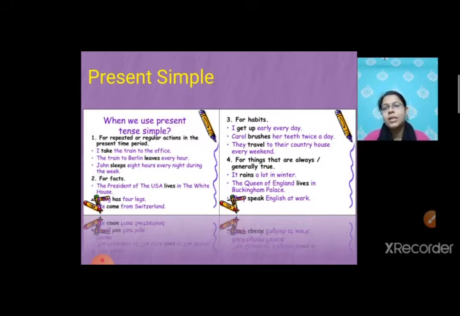The next thing is for the things that are always or generally true. That means we are going to use the present tense when we are talking about the things which are always or generally true. For example, the Queen of England lives in Buckingham Palace. So this is a truth, and it is always true that the Queen of England lives in Buckingham Palace. So here the word lives is in the present form.